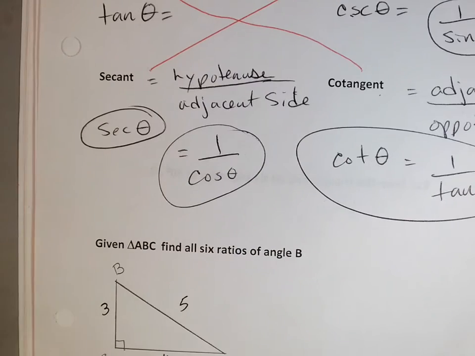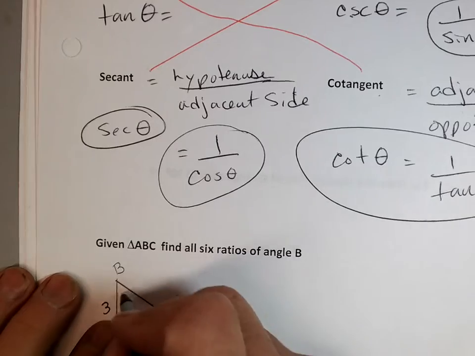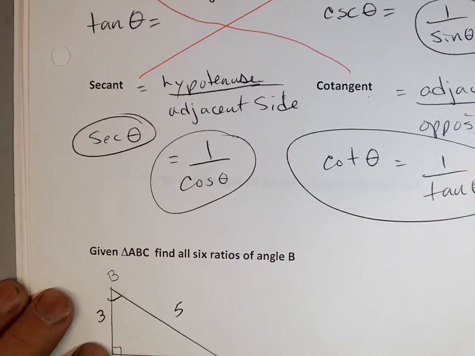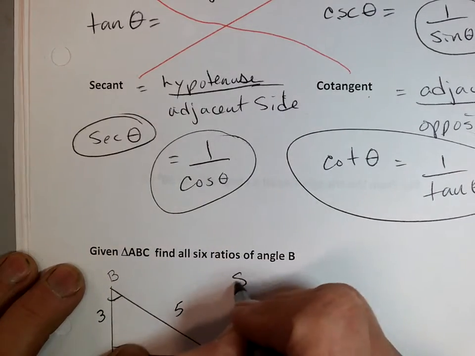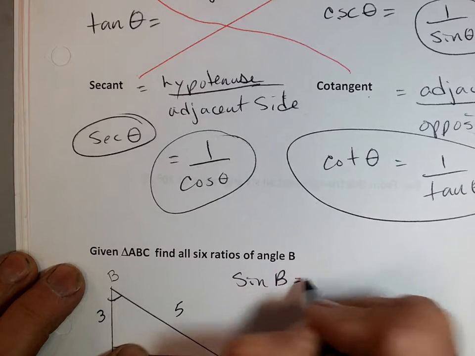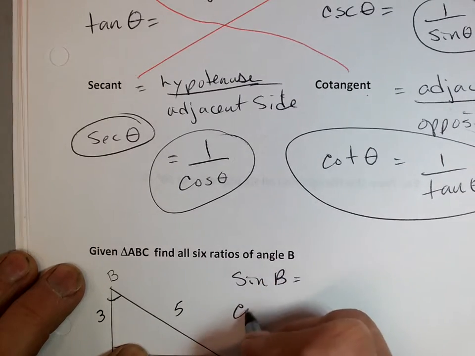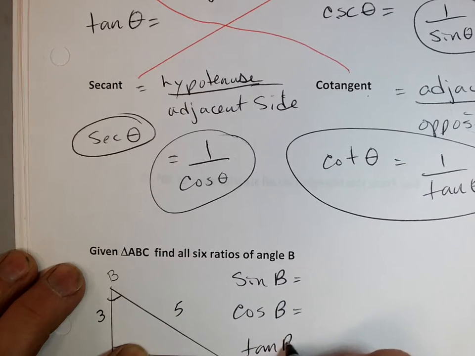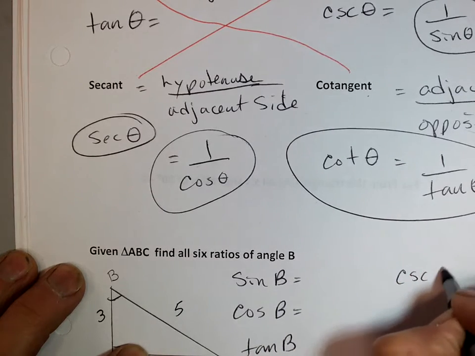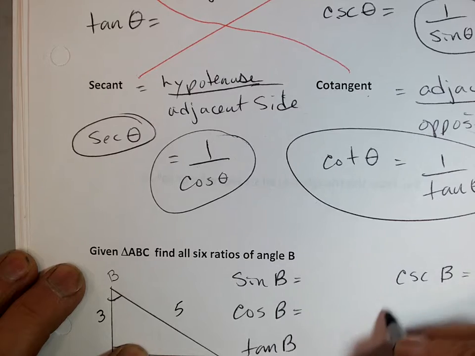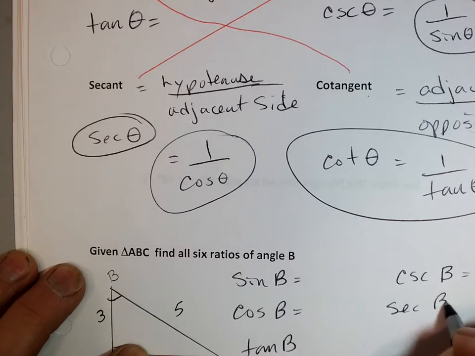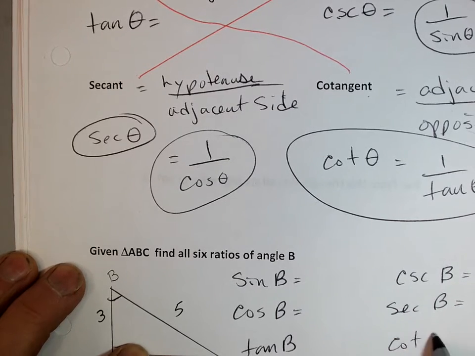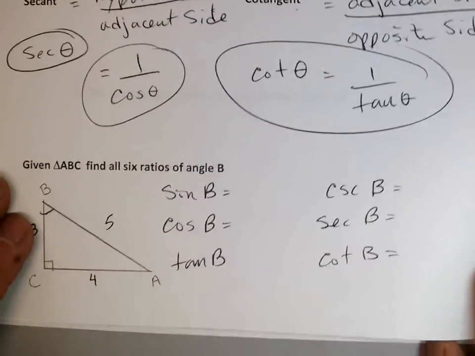Now, let's do this. I want you guys, angle B, find all 6 trig ratios. So do this real quickly. I want you to find the sine of B. Cosine of B. Find the tangent of B. Find the cosecant of B. Find the secant of B and find the cotangent of B for me. Okay, go. Get her done.